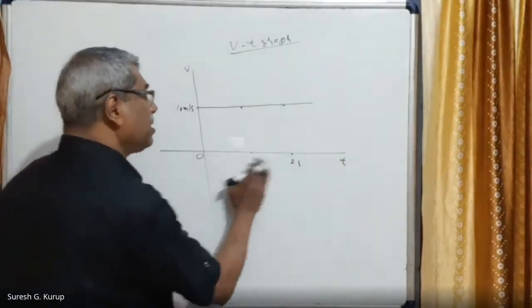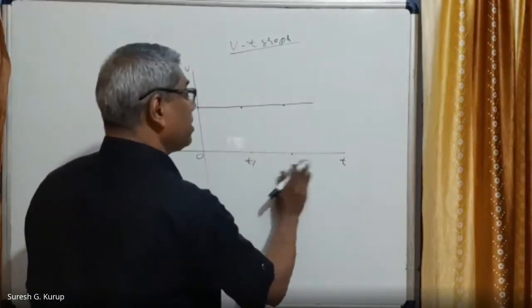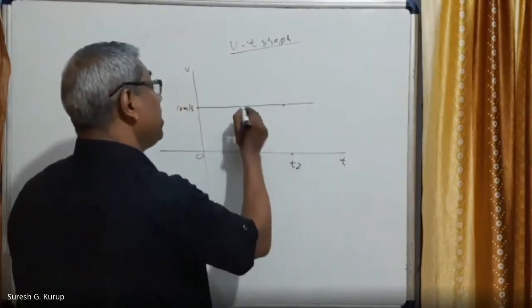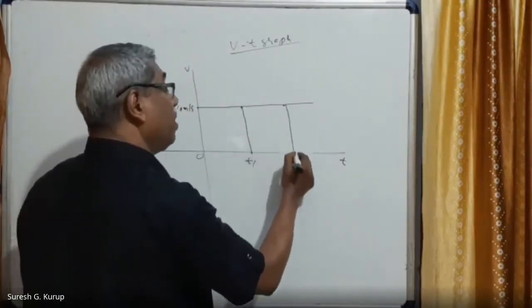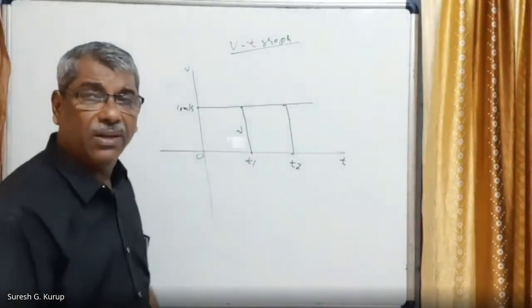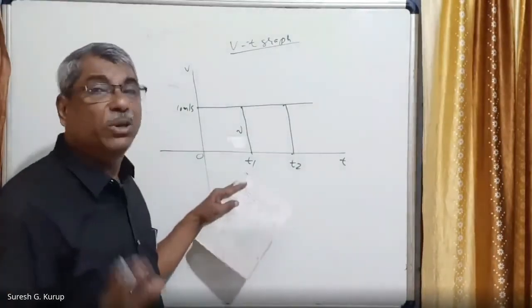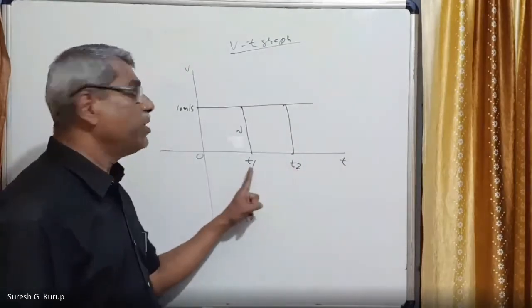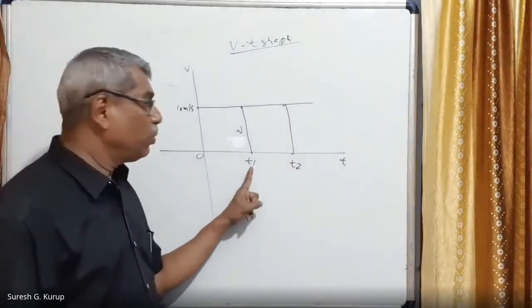Am I correct? This time we can take as T1. This time we can take as T2. Okay, this is the velocity. So T2 minus T1 is equal to T. That means final time minus initial time is equal to T, you can write.